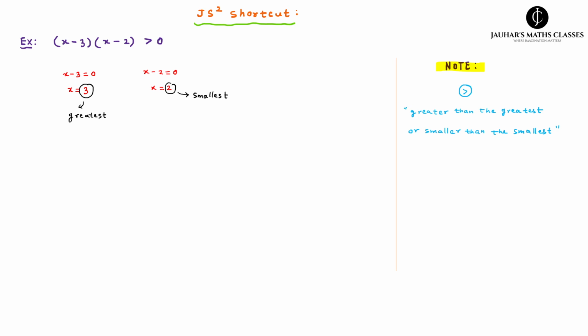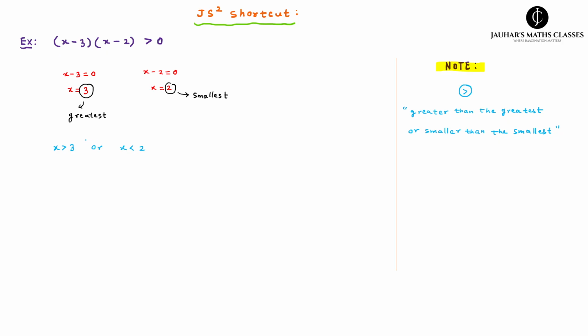In this way, I will be writing the answer directly, my dear. For greater than, I will be writing the answer in this way: greater than the greatest or smaller than the smallest. So if I consider x greater than the greatest, means x greater than 3, then this expression will be positive. You can check, my dear. Or if x is smaller than the smallest, means x lesser than 2, then also this expression will be positive. You can check, no problem.